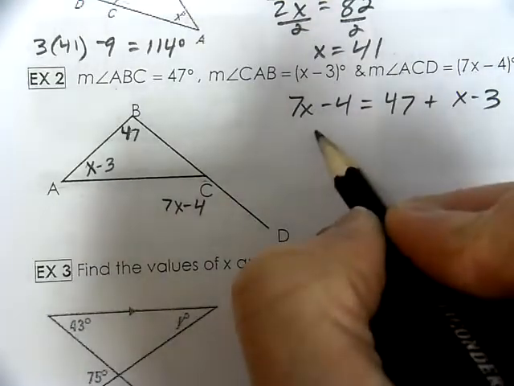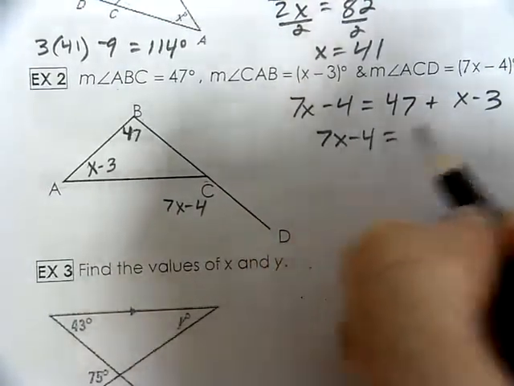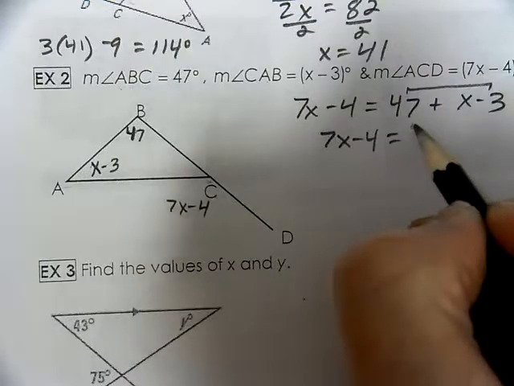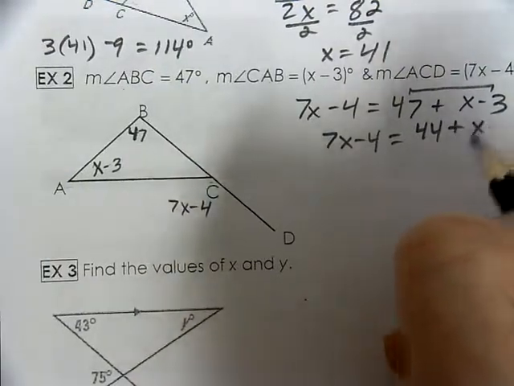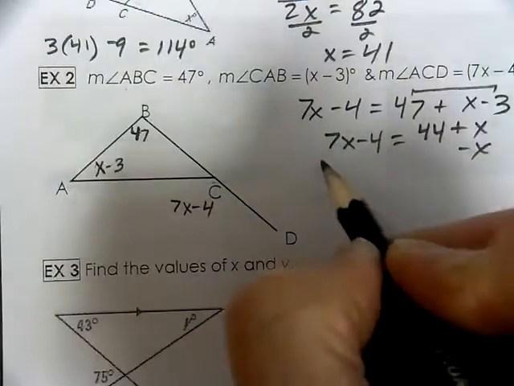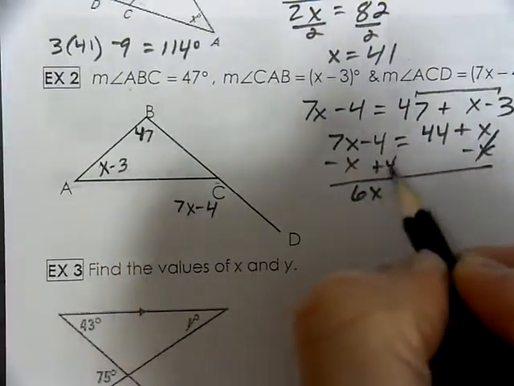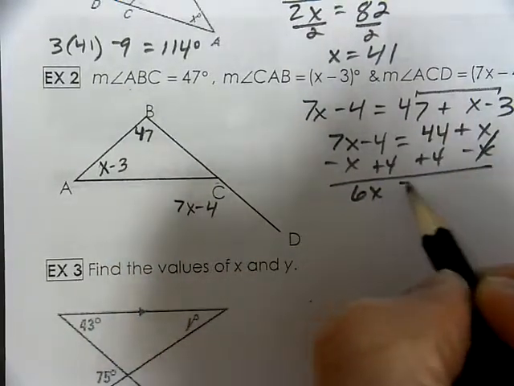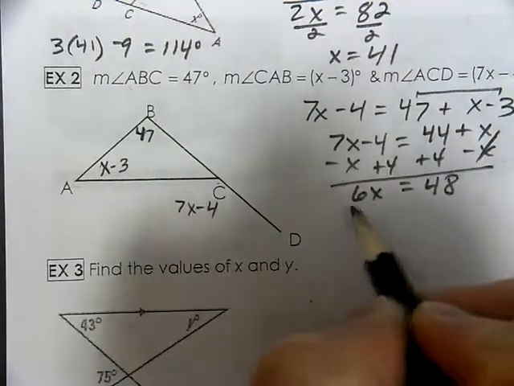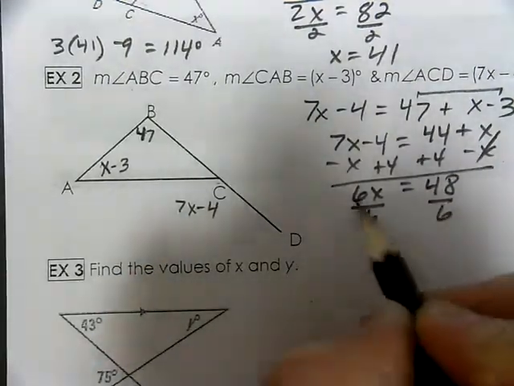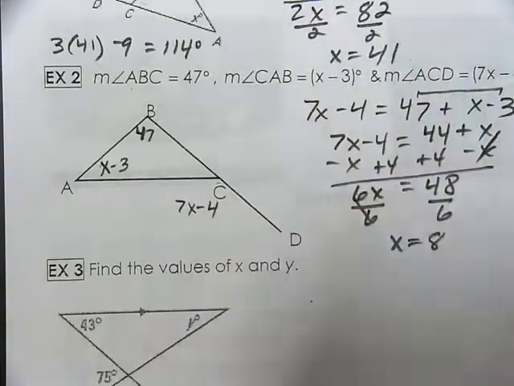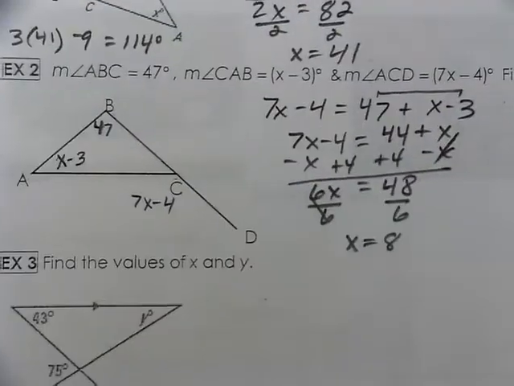So we can collect like terms at first, that these two put together is going to make 44. We can minus x to give us 6x. We can add 4 to give us 48. So we know that x has to be 8.